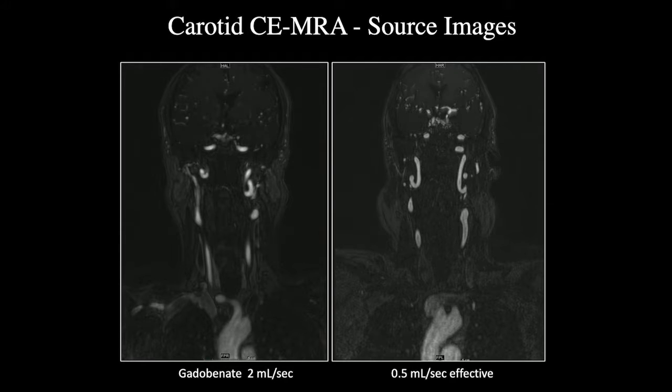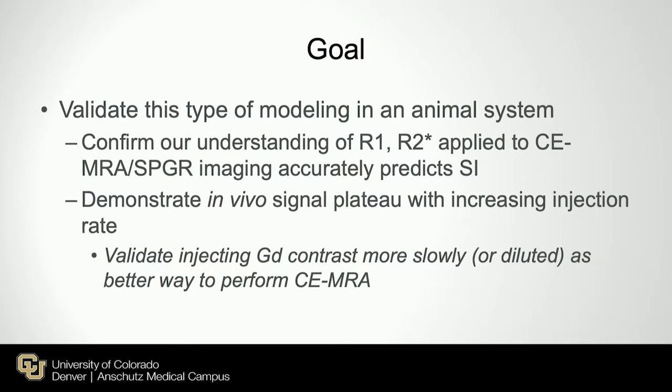This is just an example from some clinical cases where I talked our neuroradiologists into dropping the effective rate from 2 mLs per second to a half an ml per second. You'll notice there's not much signal intensity difference, and the image on the left is certainly quite a bit blurrier due to that shortness of that bolus at the faster injection rate.